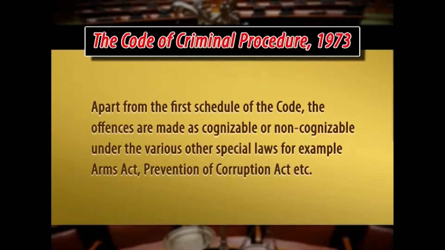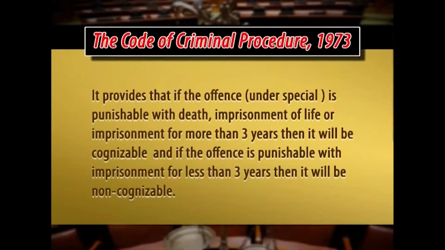Apart from the first schedule of the CRPC, the offences are made cognizable or non-cognizable under various other special laws, as for example Arms Act, Prevention of Corruption Act, etc. But if a special law, while creating an offence, does not specify whether the offence is cognizable or non-cognizable, then the question is to be determined with reference to the second part of the first schedule of the CRPC. It provides that if the offence under special law is punishable with death, imprisonment for life or imprisonment for more than 3 years, then it will be cognizable, and if that offence is punishable with imprisonment for less than 3 years, then it will be non-cognizable.